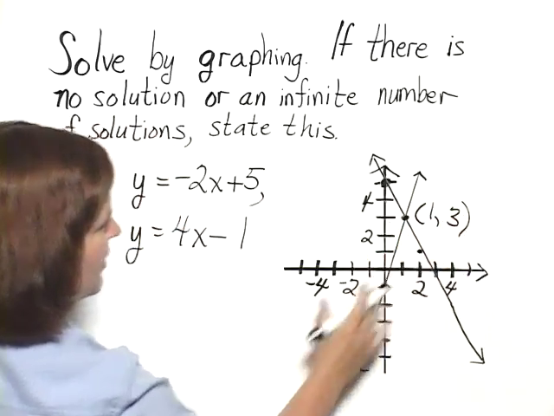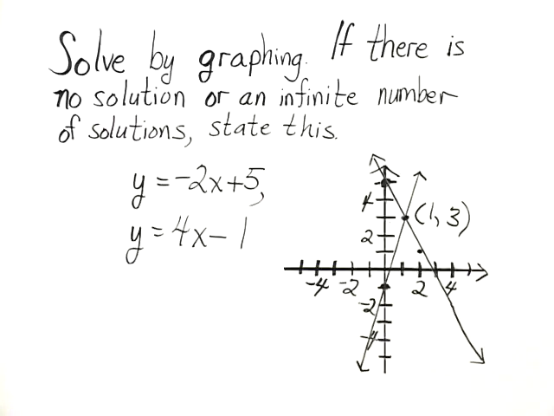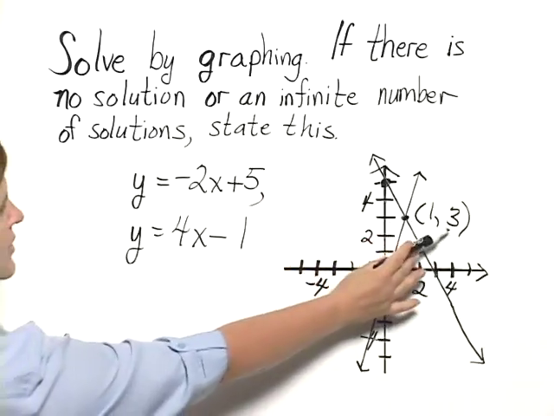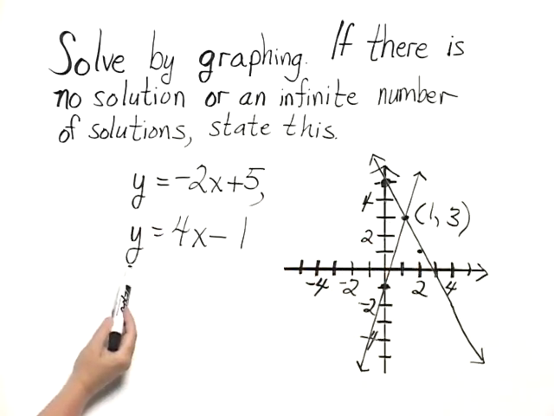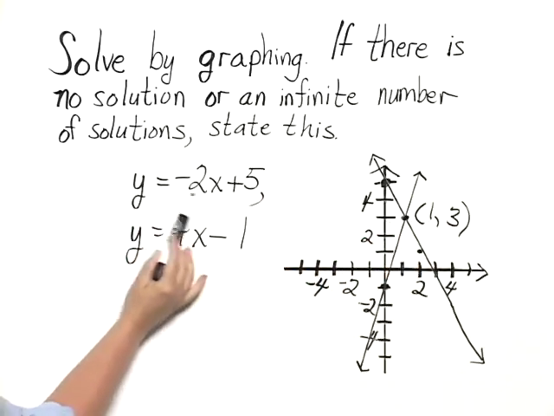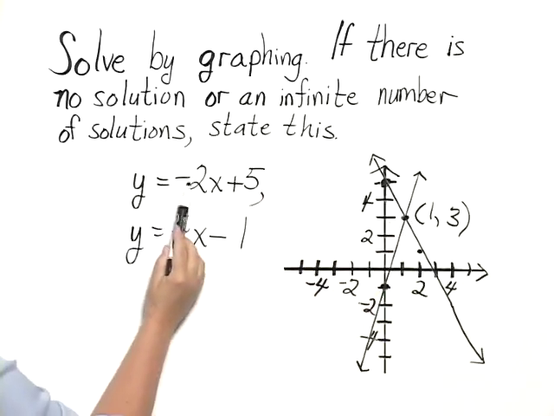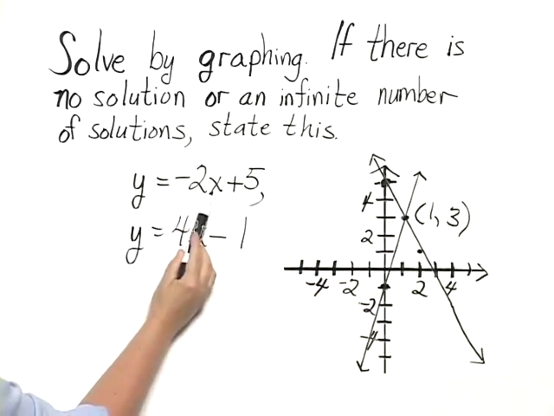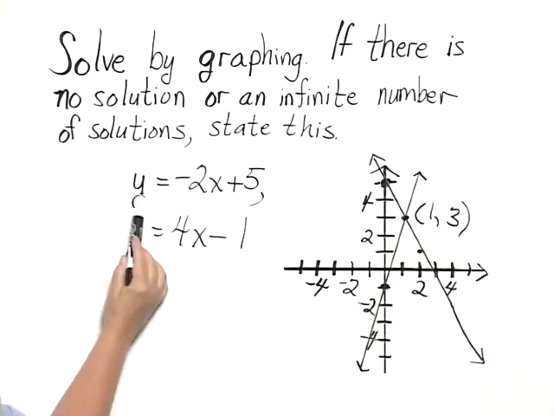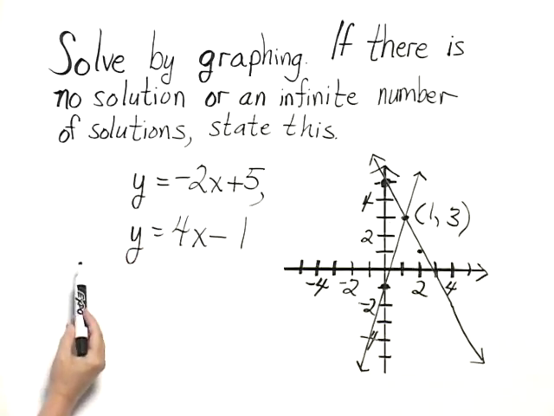But when we make a graph, it's really hard to be exact, so we better check to see if that is the solution. To check, we substitute 1, 3 in both of these equations. In the first one, if x is 1, we have negative 2 times 1, which is negative 2, plus 5, which is 3. So it checks in the first equation.